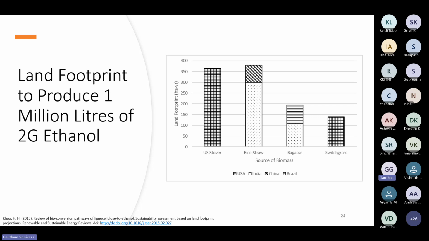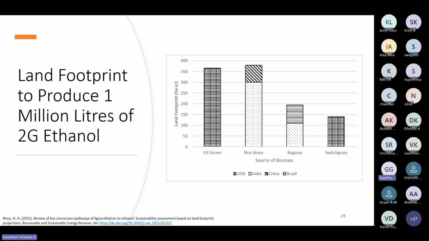So, land footprint of 2G ethanol to produce 1 million liters. It's from the same study of that crop to residue ratio and all. So you have the corn stover from US, rice straw from India and China, bagasse from India and Brazil, and then switchgrass from the US, right? So to produce 1 million liters of ethanol per year, how many hectares do you need?